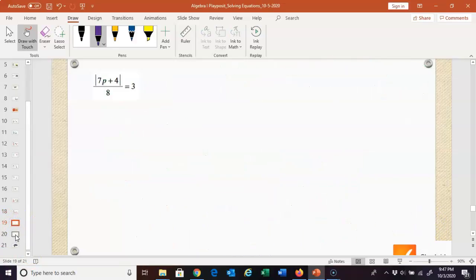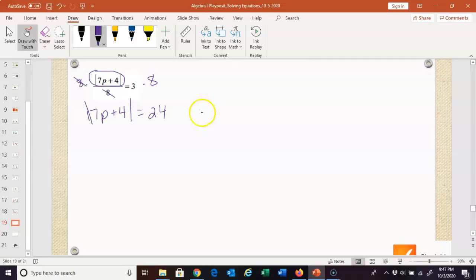Let's try this one. We have two more. We have this one, and then we have this one. So the goal is the same. Get the absolute value by itself first. So here it is stuck in the top of this fraction. So this is divided by 8. So we're going to multiply both sides by 8. Remember, multiplication is the inverse of division. And you end up with the absolute value of 7p plus 4 equals 24.